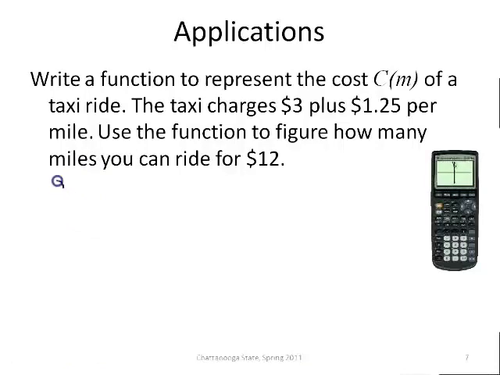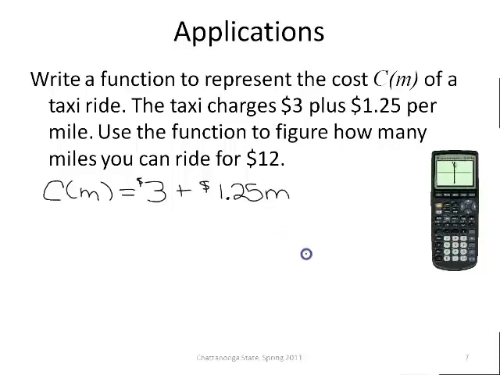So C of M, C for cost, M for mileage, is going to be $3 because you're going to be charged $3 just to get in the cab, plus you're going to be charged $1.25 times the number of miles you drive. So that'll be 1.25 times M. So this is our function.